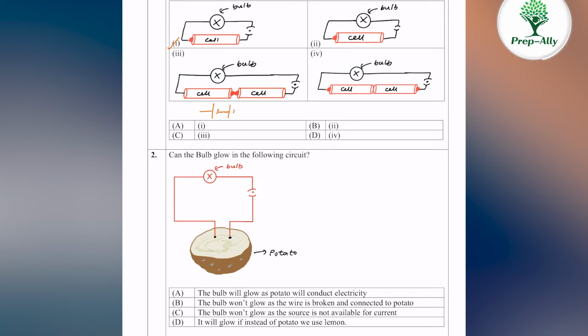In the fourth case also it is connected in the wrong manner. Here we see negatives are connected with each other, not negative and positive. So here also it is not necessary that the bulb will glow. So only in one case the bulb will glow. That means the first one will be the answer. So the answer to the first question is A.